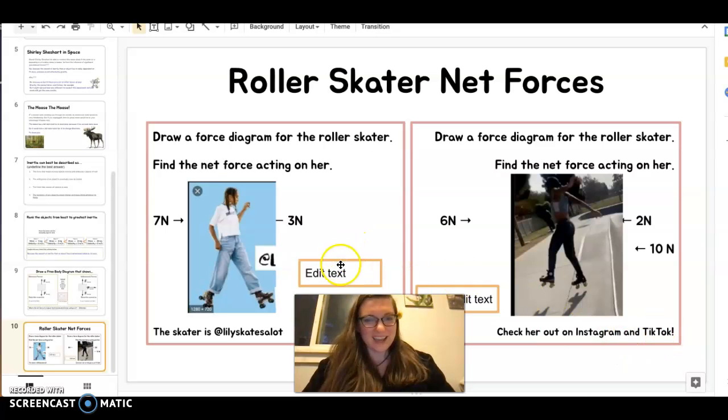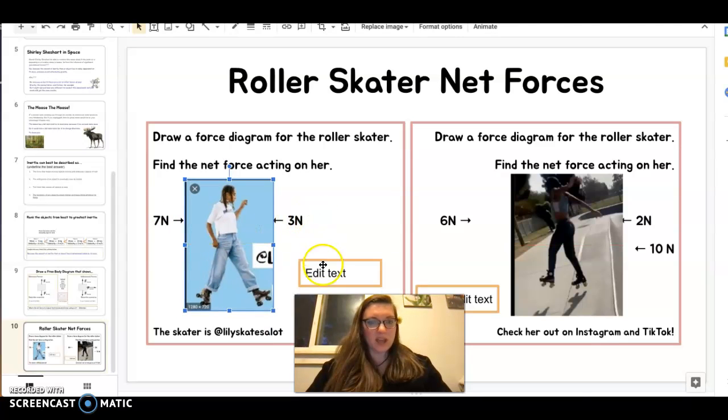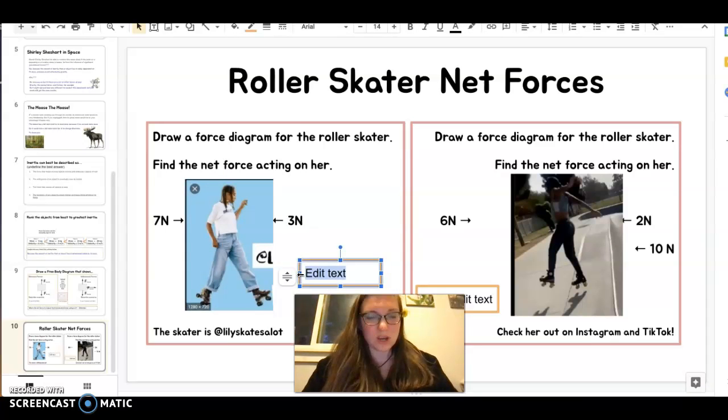She's also on TikTok. So if she has 7 newtons of force pushing her that way, but 3 newtons of force pushing her the other way, then how much net force is there on her? Well, we're going to subtract those forces. We're going to subtract the smaller one from the bigger one because they're working against each other. So she has a force of 4 newtons to the right pushing on her.